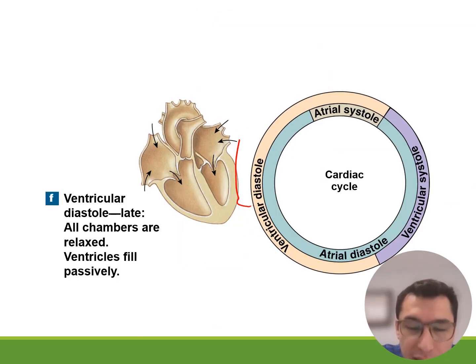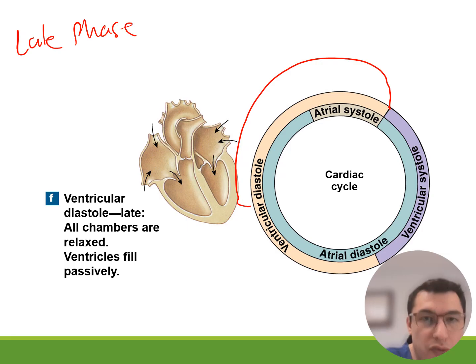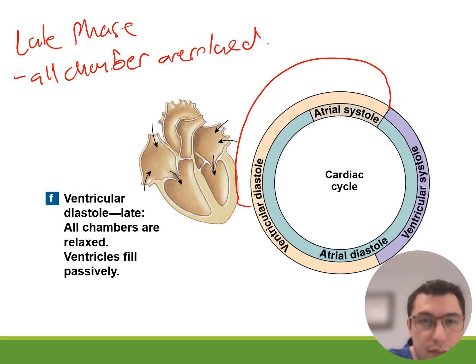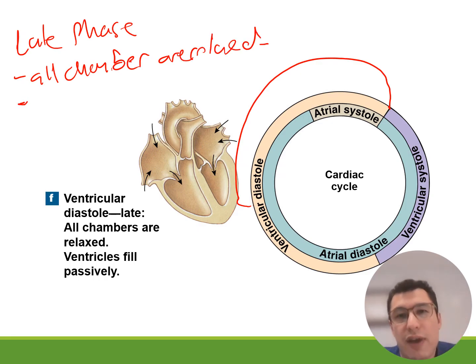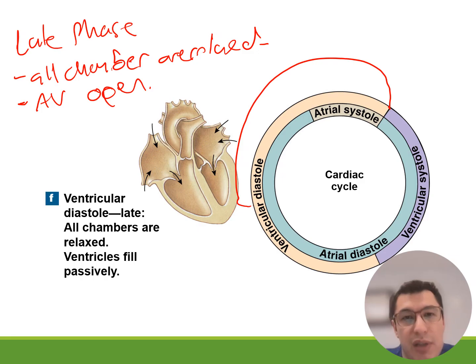So in the second phase, the late phase of ventricular diastole, all the chambers are relaxed. Your atria and your ventricles are all relaxed during this phase. So the late phase should be known for all chambers being relaxed. It should also be known because now the pressure within the ventricles is falling low enough so that the atrioventricular valves open. And now there is passive filling of blood into that ventricle.